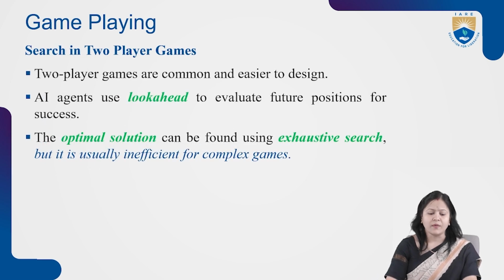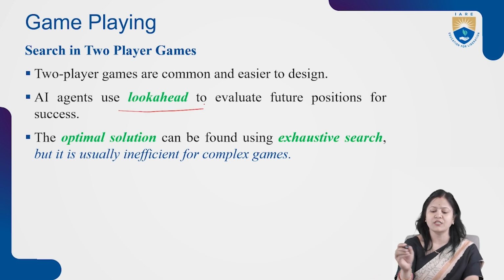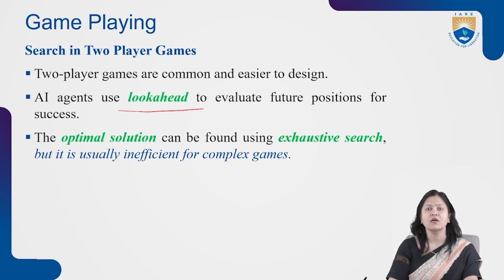Now, searching in two-player games. How is the searching done? As we already know, in artificial intelligence many search algorithms are used where the agent can find the path starting from the start node till the goal node. But in the game playing concept, though it is a two-player game or zero-sum game, it is very difficult to implement using normal state space search techniques. Two-player games are common and easier to design, but AI agents use a look ahead strategy to evaluate the future positions for success.